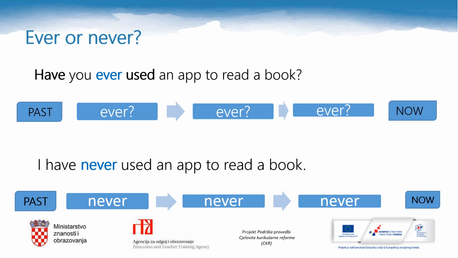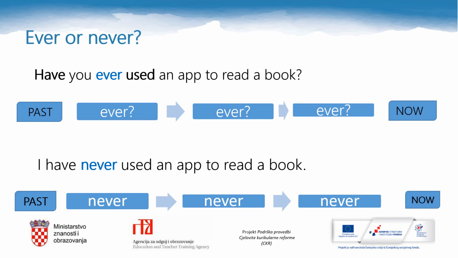When we use the present perfect, we often use ever or never in the sentences. Let me give you an example. We can ask, have you ever used an app to read a book? When is ever? Ever is sometime from the past until now. Do we know exactly when? No. Ever from the past until now.